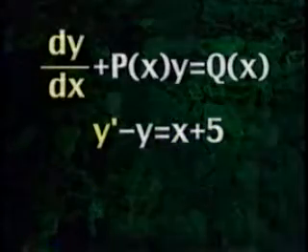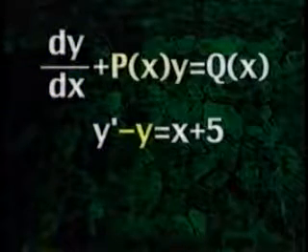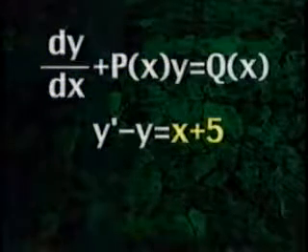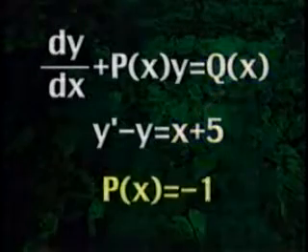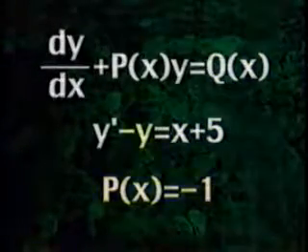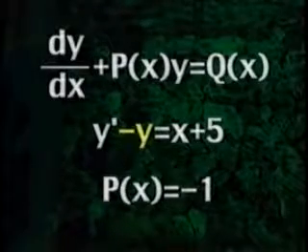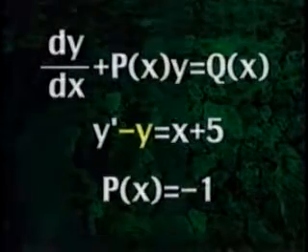The y prime is the dy/dx, the minus y is the p of x times y, and the x plus 5 is the q of x. From this, we can easily recognize that p of x equals -1 because that is the coefficient of our y term. Now we're ready to build our integrating factor.